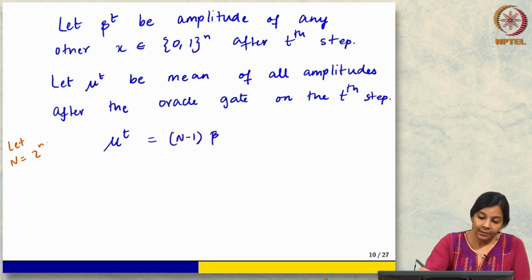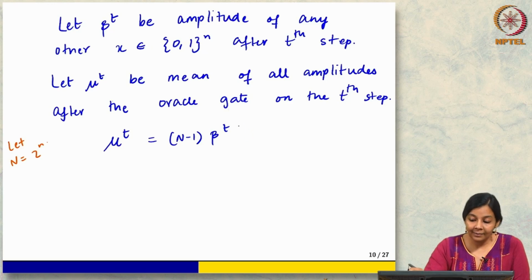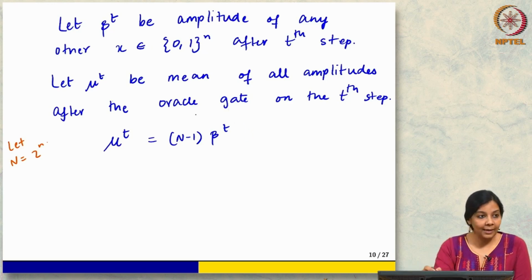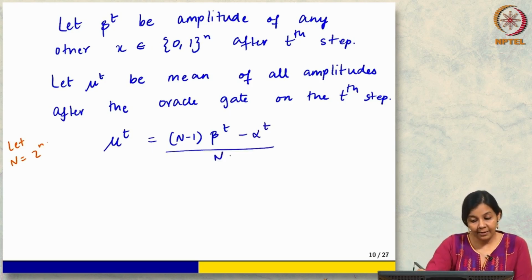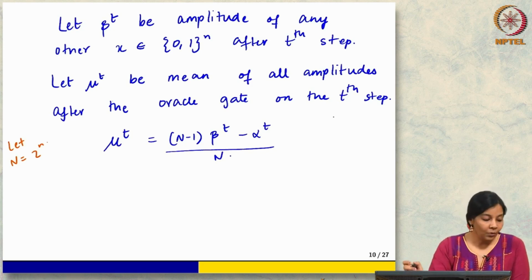N minus 1 beta t plus, it is minus, right, because this is after the oracle gate. So, it is still negative. So, minus alpha t the whole by n, right? Everyone agrees? Okay, good.